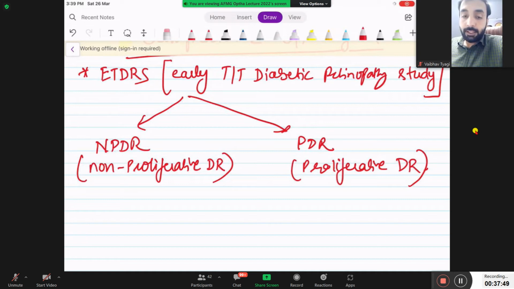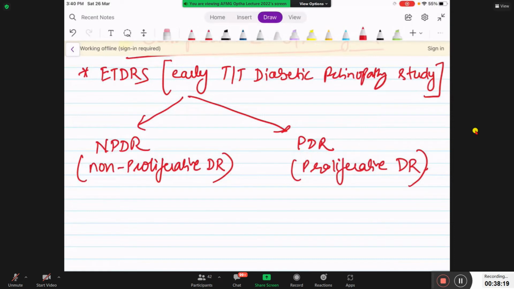Whereas in NPDR, where the proliferation of new vessels has not begun yet, you have to continuously follow up those patients, and the patient is advised to maintain blood sugar levels under control. The retina is followed up regularly. Whereas in PDR patients, in which proliferation has already taken place, you need to start the treatment.